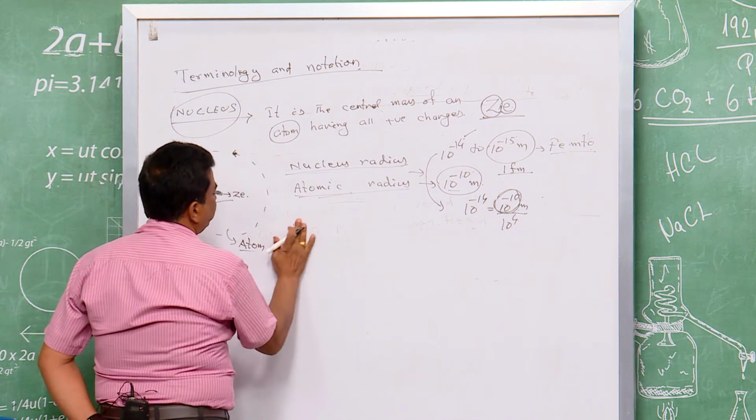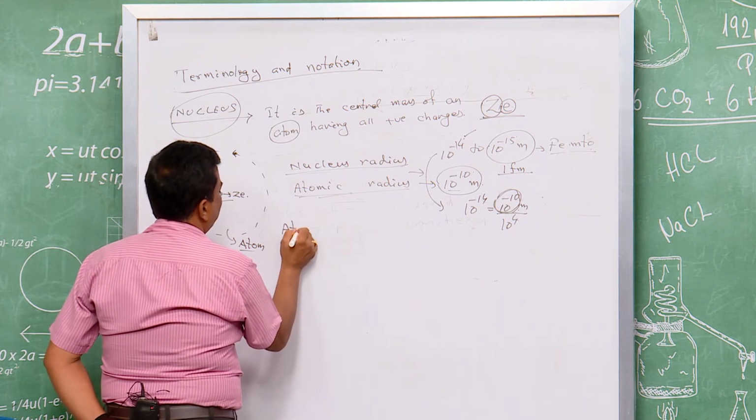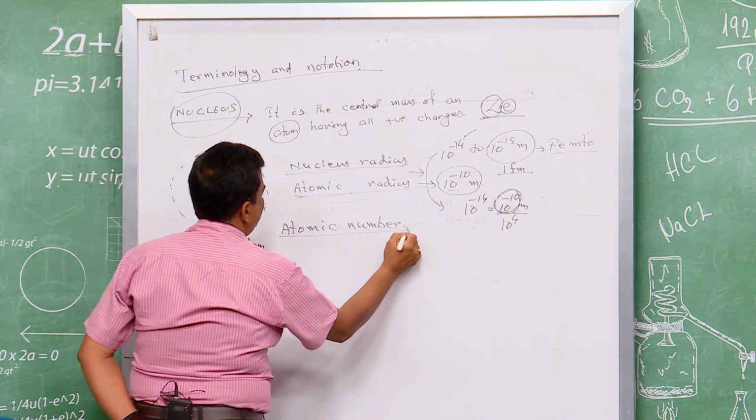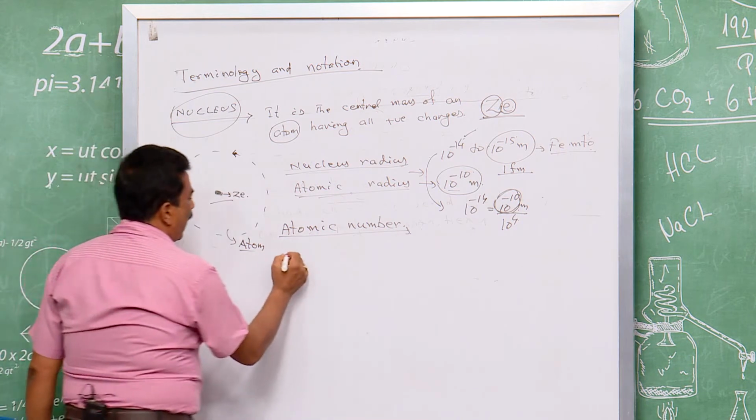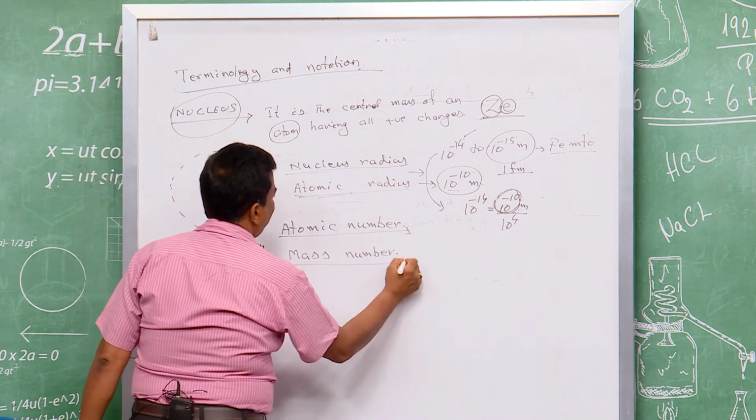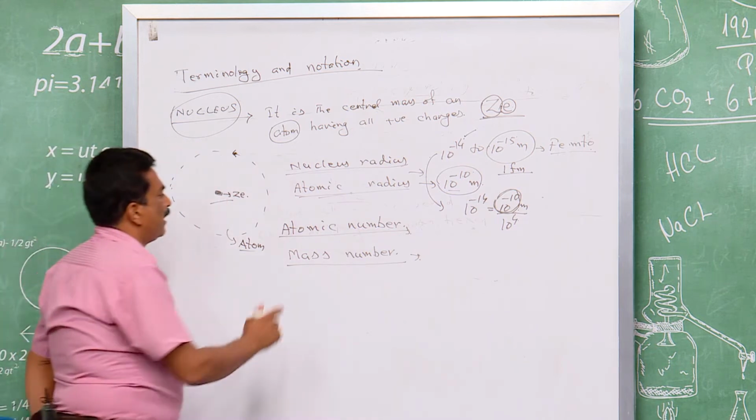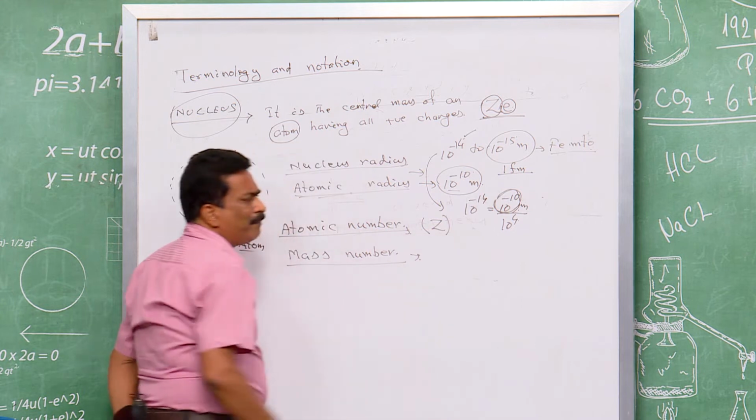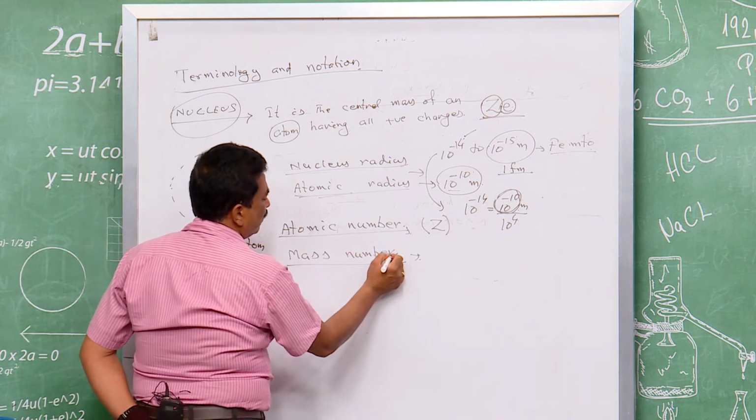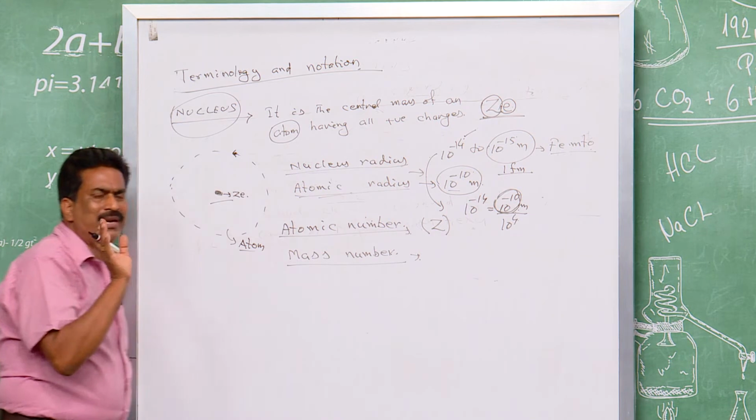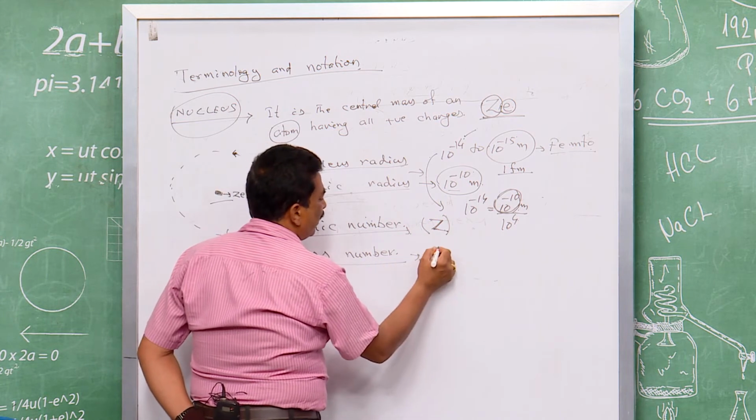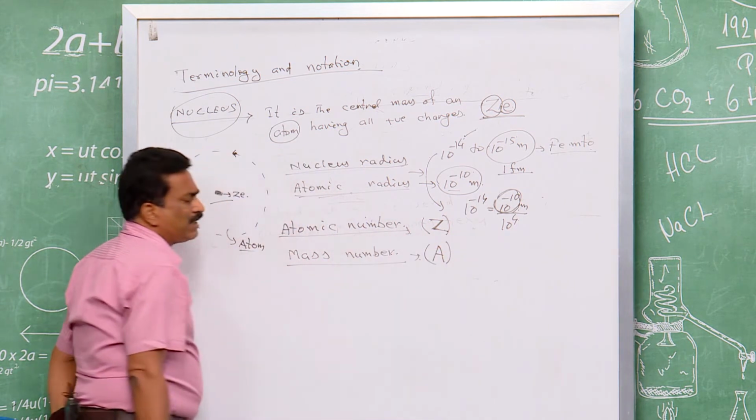Next comes the atomic number. Another term is the mass number. The atomic number is the number of electrons present, and the other is the mass number. Both these are numbers, which means they are only integers. So the atomic number will be Z, and the mass number will be written as A. That is the mass number.